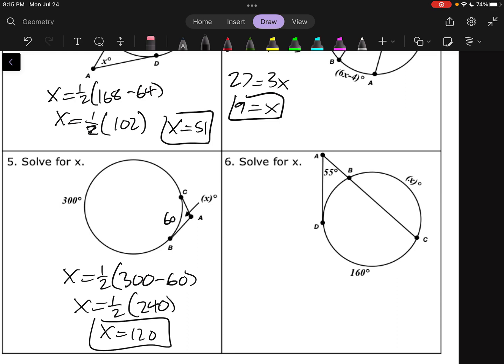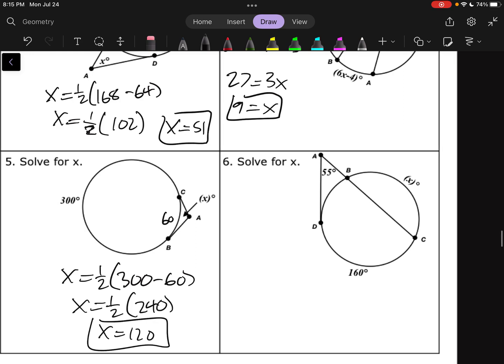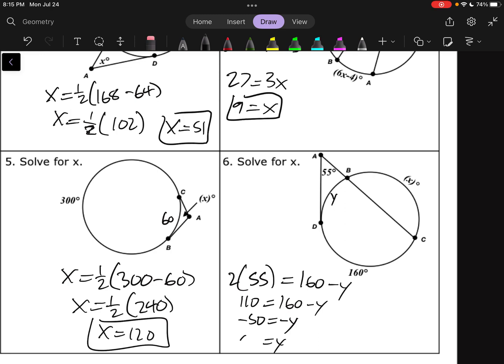And lastly, this one's a little bit odd. Let me go ahead and call this arc y right there. I would know that 2 times 55 is equal to 160 minus y. That's 110 is equal to 160 minus y. It's -50 is equal to -y, so y is 50. So this arc has to be 50.